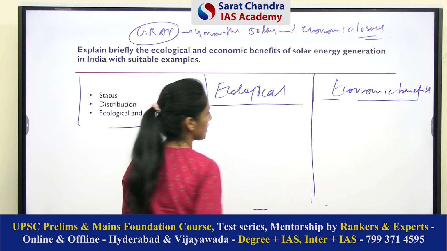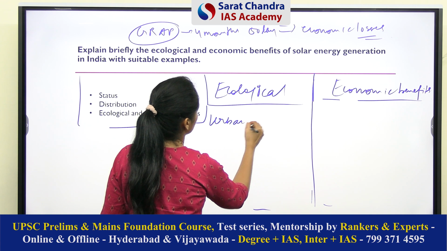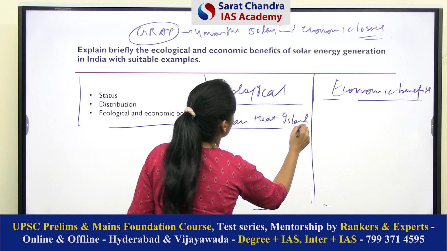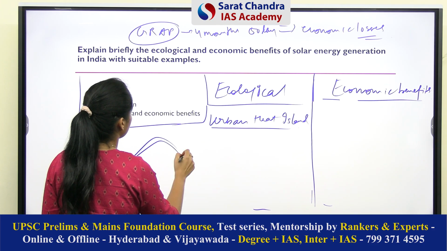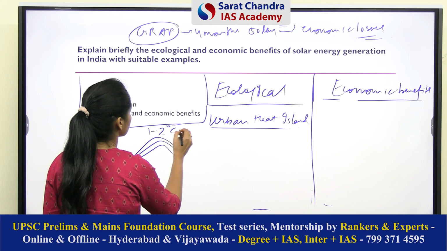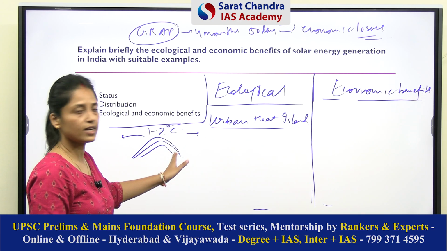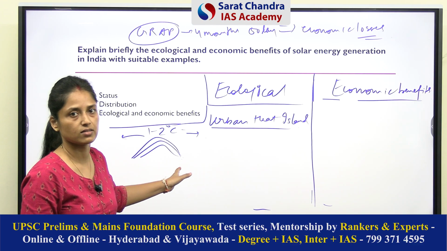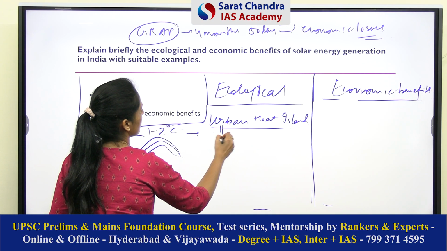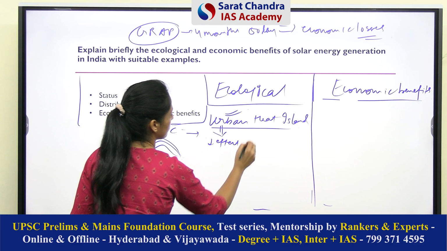Under ecological benefits, you can discuss the phenomenon of the urban heat island. Because of global warming, the urban heat island is created, where the temperature is 1 to 2 degrees centigrade more than the surrounding areas. Why this issue? It is because of the generation of greenhouse gases. So if you use solar energy generation, you can easily deal with this phenomenon and reduce the effect of the urban heat island.